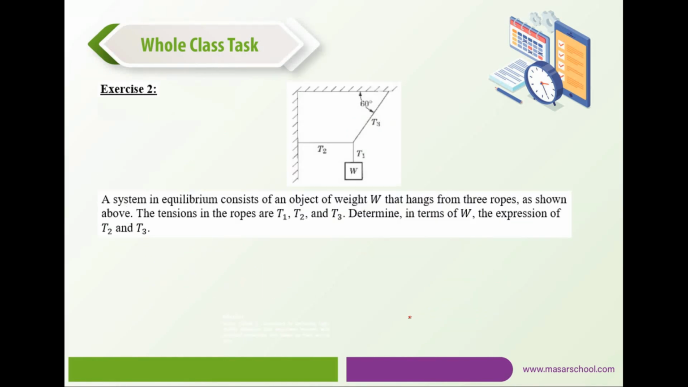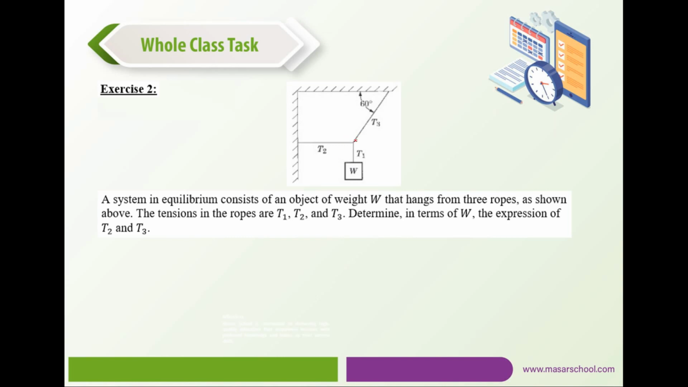Now exercise 2, a system in equilibrium consists of an object of weight W that hangs from 3 ropes as shown above. The tensions in the ropes are T1, T2 and T3. Determine in terms of W the expression of T2 and T3. It is exactly similar to what we have done previously.